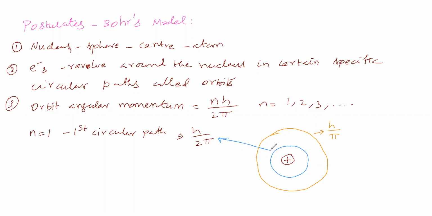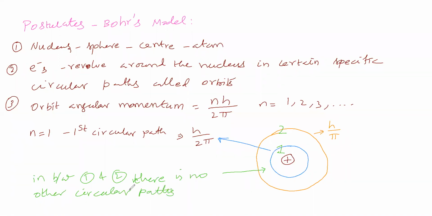Now, in between this first circular path and second circular path, there are no other circular paths. In between 1 and 2, first circular path and second circular path, there are no other circular paths for the electron. That is Bohr's point of view.